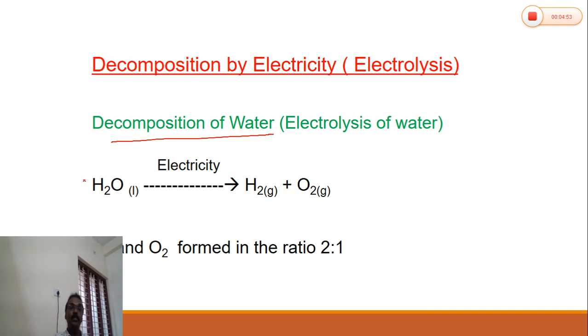This equation is not balanced: 2H2O gives 2H2 plus O2. Here, hydrogen and oxygen are formed in the ratio 2:1. This is the electrolysis of water, an example of decomposition by electricity.